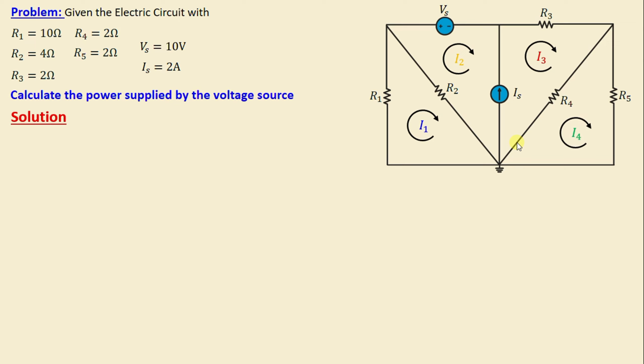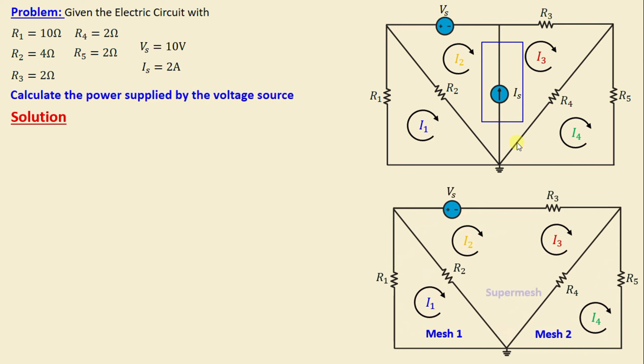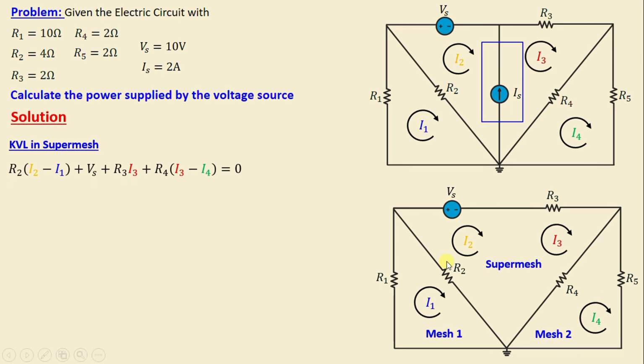After we finish the assignment of the mesh currents, we need to remove the branch containing the current source Is. Then we obtain our supermesh. By applying KVL in the supermesh, we can write R2(I2 - I1) + Vs + R3 I3 + R4(I3 - I4) = 0.